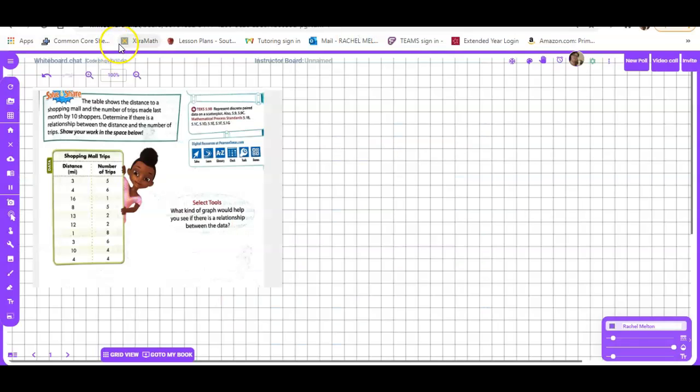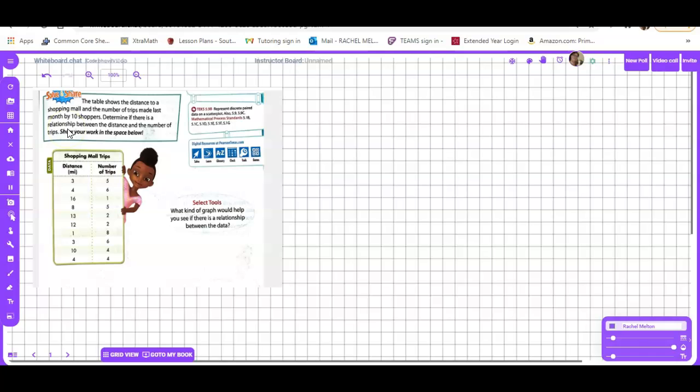I know this is kind of tiny, but I need to have it on there so that I can actually draw over in this space. It says the table below shows the distance to a shopping mall and the number of trips made last month by 10 shoppers. Determine if there is a relationship between the distance and the number of trips. In order to do that, I have to make the scatter plot.